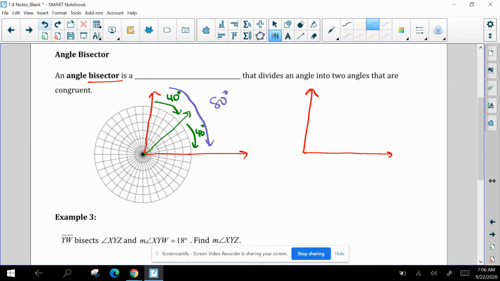But let's say that I didn't have the grid or protractor, but I still want to show someone that these are congruent, or that my green ray is an angle bisector. So how would I show that on a diagram without a protractor? An angle bisector is a ray that divides an angle into two angles that are congruent. So how do we show they're congruent? Well, I'm just going to do a little notch and then a little notch. Notice that I staggered them a little bit so it's clear that the two separate angles are congruent to each other.